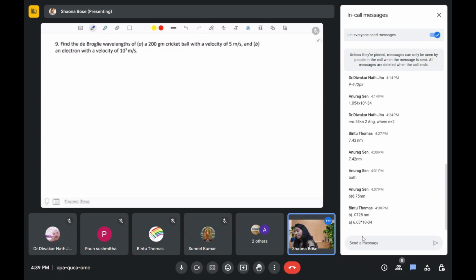Okay, so for the cricket ball, you find the de Broglie wavelength the exact way in which you found that for the electron. Because just as Anurag has said a few minutes before, the de Broglie hypothesis holds for both macroscopic and microscopic particles. And over here, the cricket ball is a macroscopic particle, right? So let us just use the formula we know.